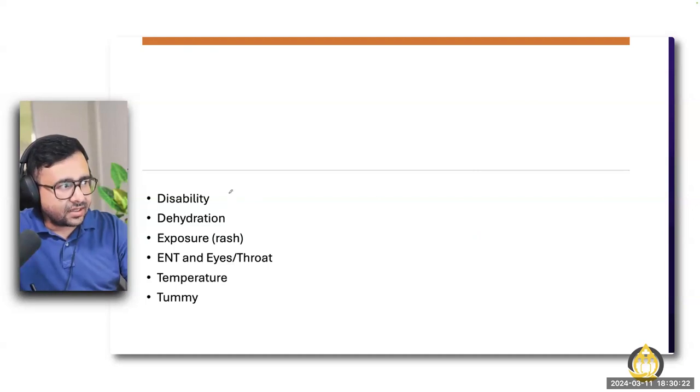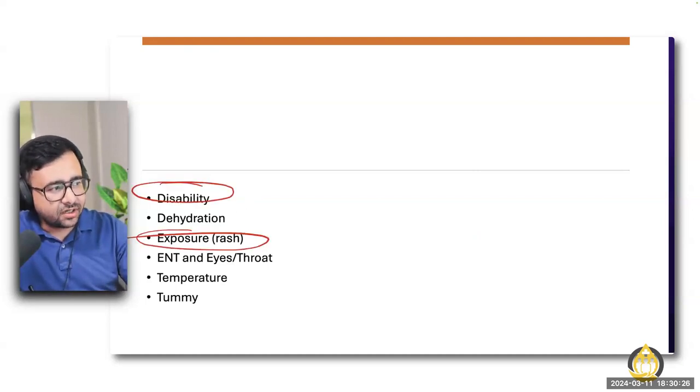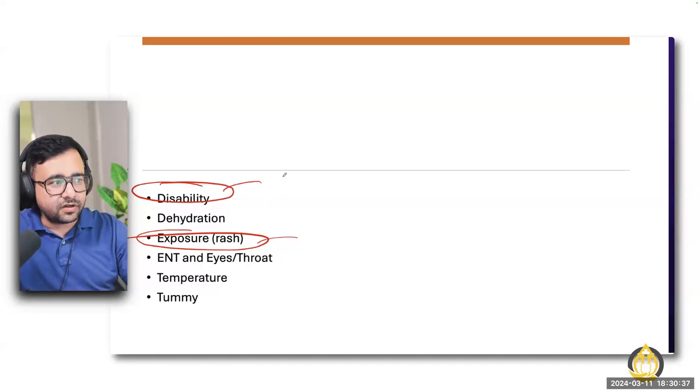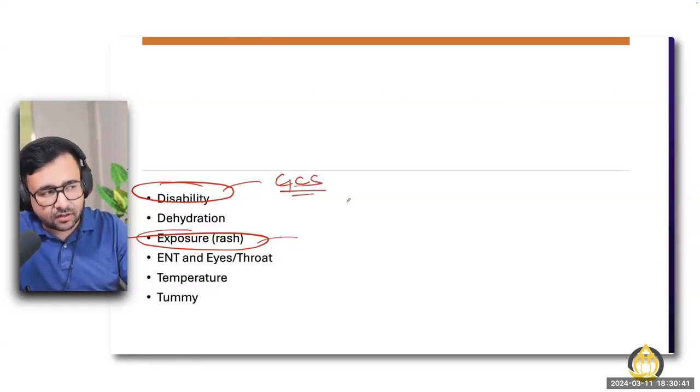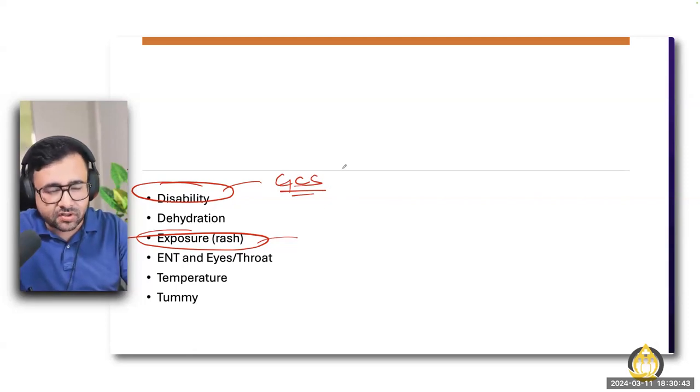But you might see that in the list, we have more parameters than just disability and exposure. The reason for that is these are the additional things we should be checking in case of children. In case of adults, we'll be checking disability and exposure. For disability, we have the option of doing GCS, which takes a long time, and it might be difficult for you to remember all the parameters of GCS.